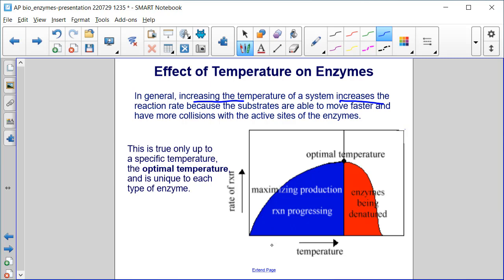So you can see here, as temperature increases, the rate of reaction increases. We're maximizing our production up to some optimal temperature. But if we continue to increase the temperature, then the enzyme will no longer be stable. It can denature, and the rate of reaction will then quickly decrease.